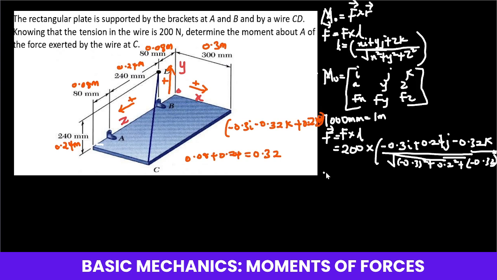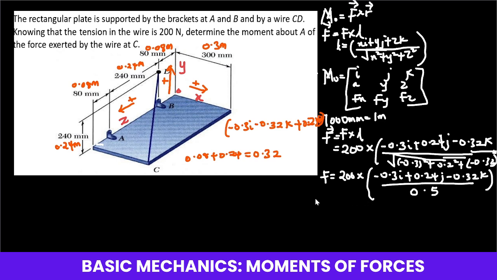At this point, we're going to have our F equal to 200 here multiplied by, the whole of the square root of this gives us 0.5. So you're having negative 0.3i plus 0.24j minus 0.32k over 0.5 over here. Now with this, we can easily find the various components for this, right?